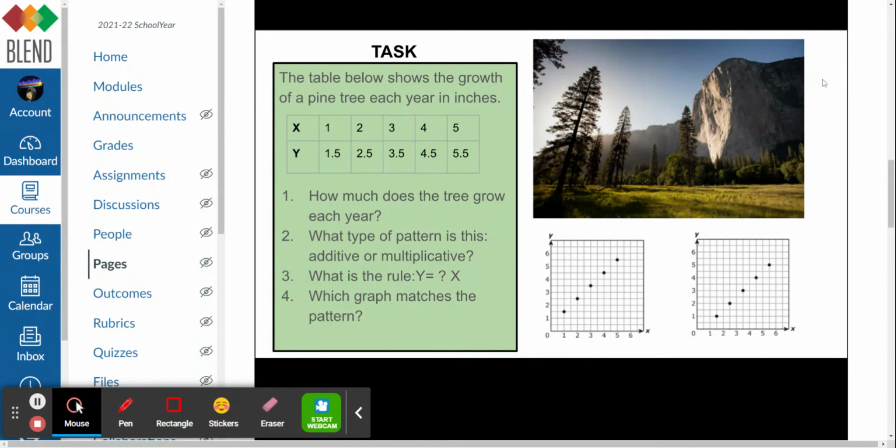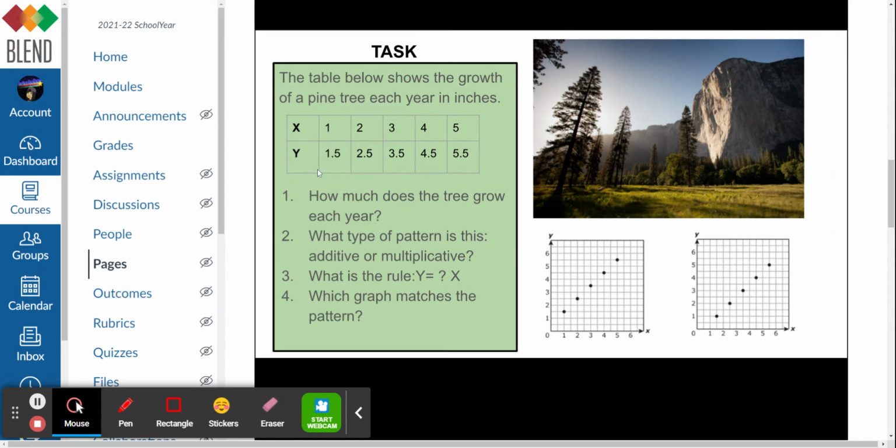All right, so the first thing we need to do is find the rule. So we need to look at our x values and our y values and find out what's happening each time. Our first x started as a 1 and ended up as 1 and 5 tenths. Our second x started as 2 and ended as 2 and 5 tenths. Our third x started as 3 and ended in 3 and 5 tenths. Our fourth x is 4 and ended in 4 and 5 tenths. Our fifth x is 5 and ended in 5 and 5 tenths.